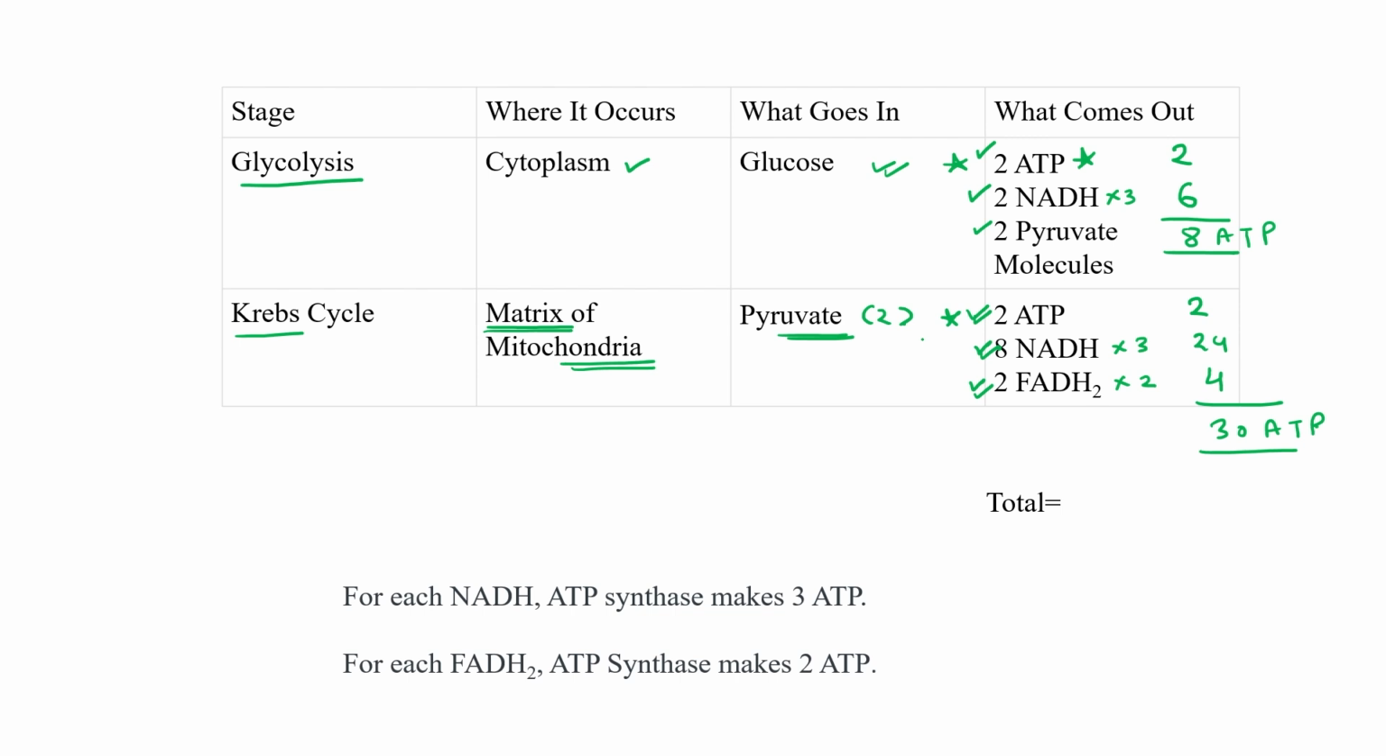So what is the total number of ATP molecules generated during cellular respiration? It is 30 plus 8, equal to 38 ATP molecules.